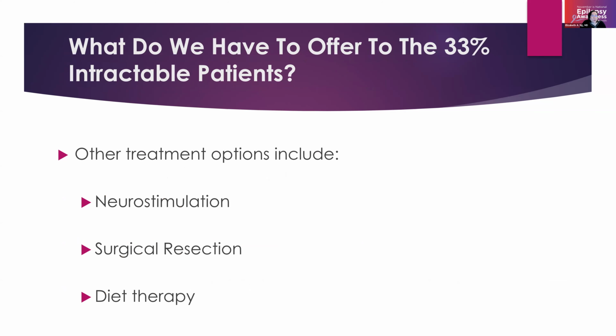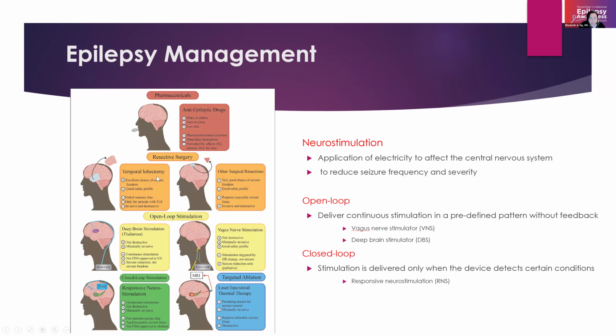So what do we have to offer to the 33% of patients that are intractable? There are other treatment options, including neurostimulation, surgical resection, and diet therapy. You can see here, for resective surgery, we have temporal lobectomy. For open loop stimulation, we have deep brain stimulation of the thalamus and vagus nerve stimulation. For closed loop stimulation, we have responsive neurostimulation. And for targeted ablation, we have LITT, or laser interstitial thermal therapy.